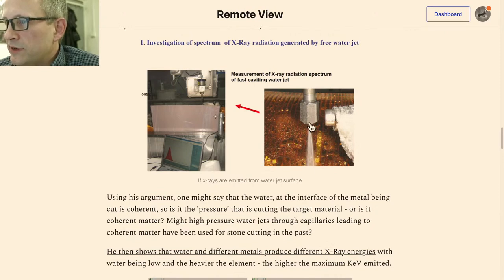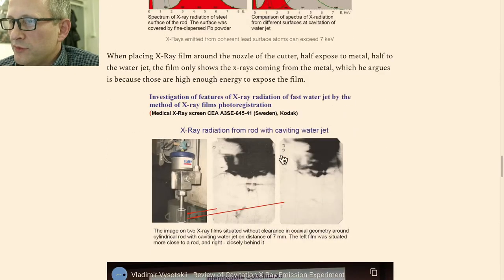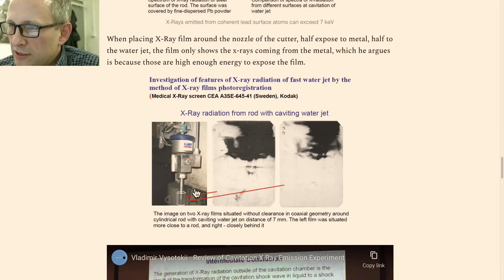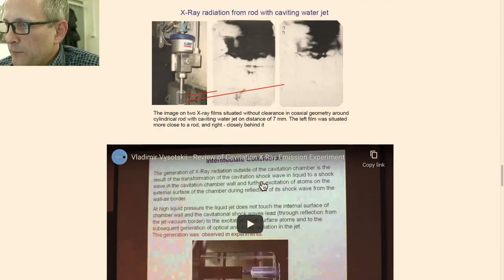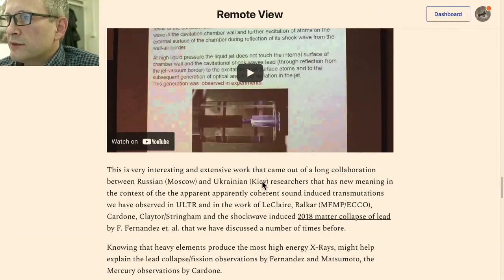One was with this extremely high pressure metal cutting water jet. He had an X-ray film wrapped around the jet, so half of it was exposed to the water X-rays, because there are X-rays emitted from the water, and half of it was exposed to the metal. What he found was that the ones exposed to the metal emissions of X-rays fogged the film very successfully, and not so much below.